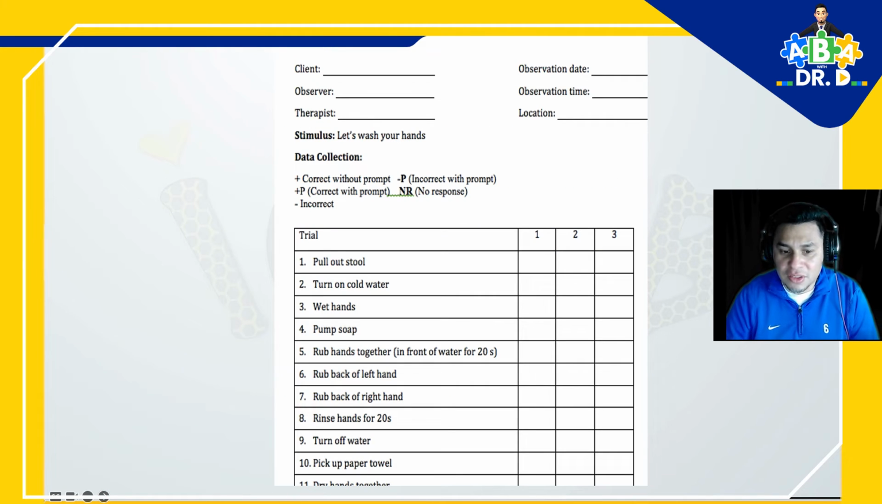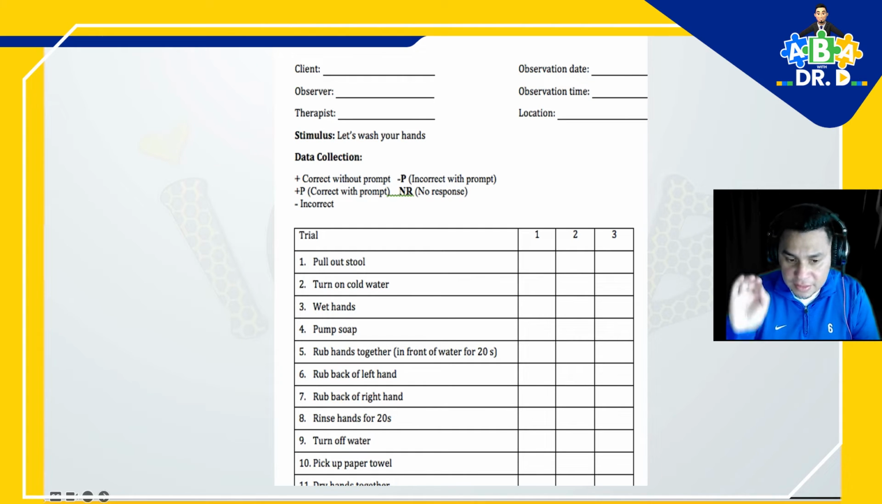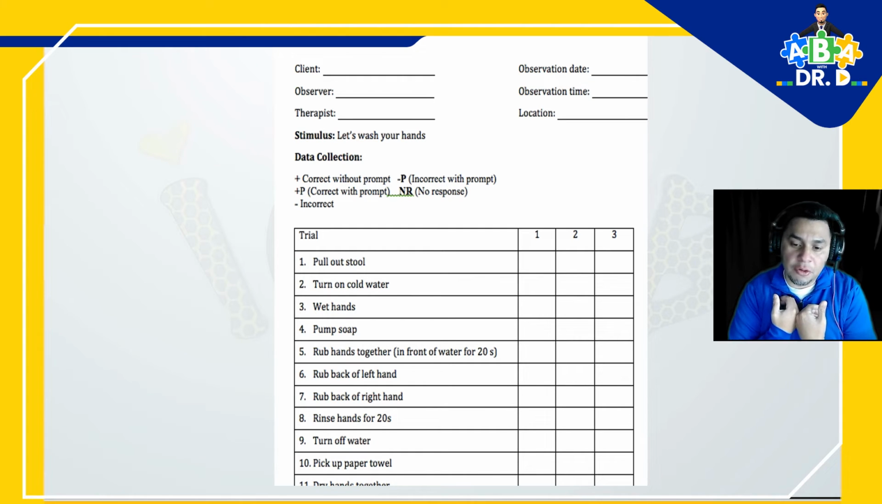Okay, so here's another one for hand washing, task analysis. You have all the steps here. This is very familiar for those that are working in the field, but this is how we essentially put together a task analysis, and this is what we're going to be focusing on when we're doing any kind of chaining procedure.